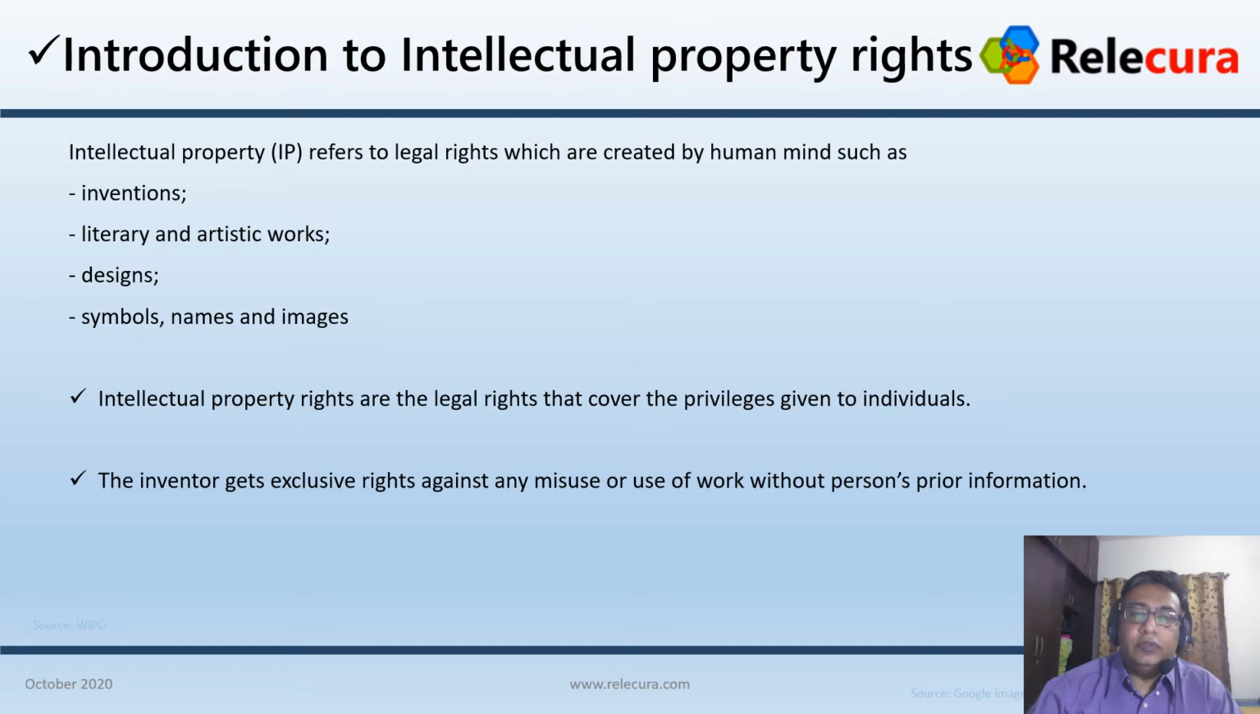First of all, we should know what intellectual property rights are. As you can see here, intellectual property rights refer to legal rights which are created by the human mind, such as inventions, literary and artistic work. They also contain designs, symbols, names and images. The most important part of intellectual property rights is that they are valuable for anyone.